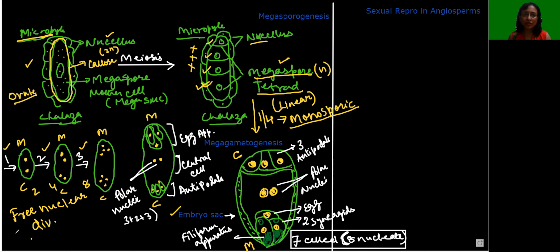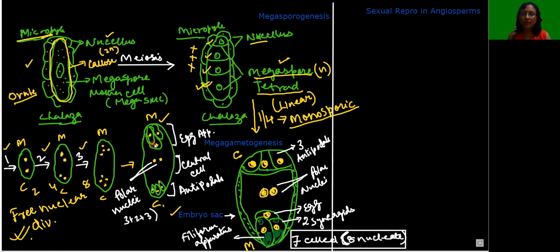Free nuclear divisions. Now, what happens to these free nuclei? Slowly, as you can see here, there is a development of the cells. So cytokinesis has taken place and the cells are developing. There are 3 cells visible here at the micropyle. M stands for micropyle, and C stands for chalaza. Look at the micropylar region.